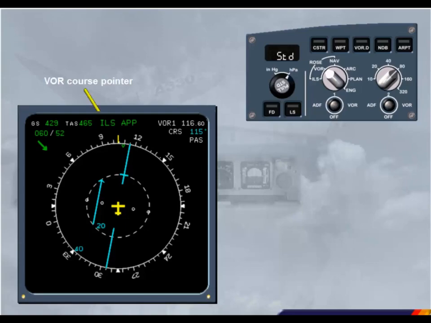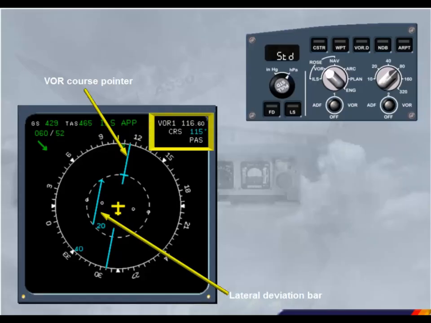On the display, there is now a course pointer and a lateral deviation bar for the VOR, in this case VOR1. Like ROSE ILS, the information about the tune frequency, the selected course, and the NavAid identifier, here Papa Alpha Sierra, is displayed in the top right-hand corner.